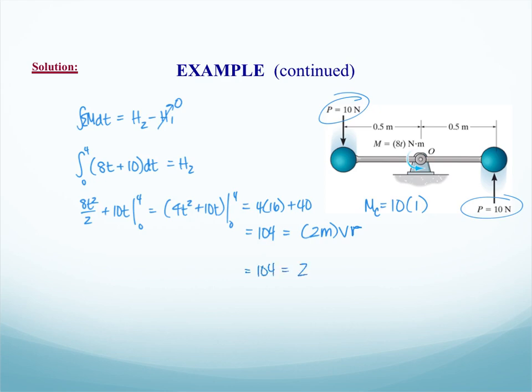Each of the masses is 10 kilograms. I had to look, I forgot. The velocity is what we're looking for. And the radius is 0.5. If we solve for velocity, we end up with a final velocity of 10.4 meters per second. And so that was a simple application of the angular impulse expression.